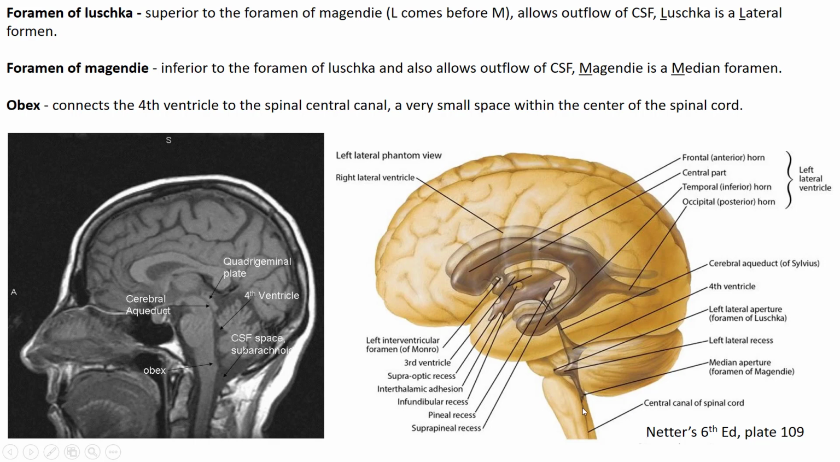And then the obex is what connects the foramen of Magendie and the fourth ventricle into the central canal to allow CSF flow to bathe the central canal and also cushion it. The CSF flow bathes and cushions the spine and the brain. And that will be the review of our ventricles.